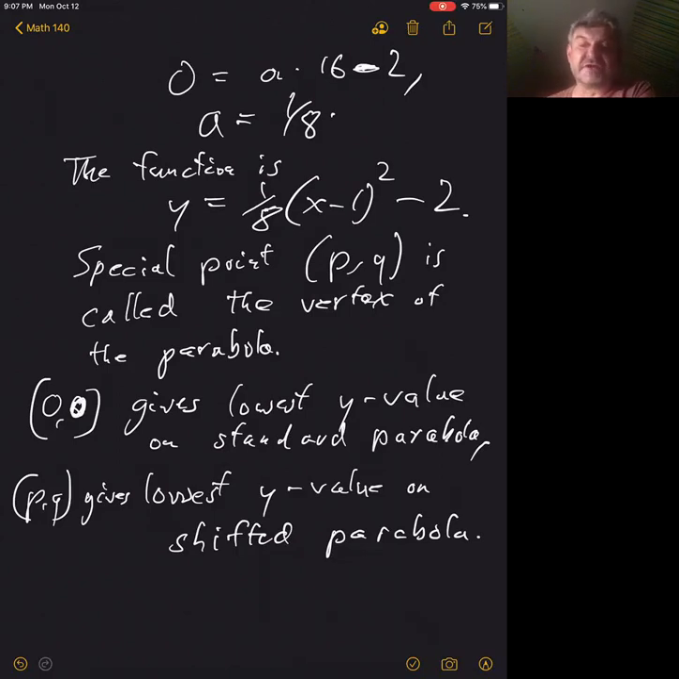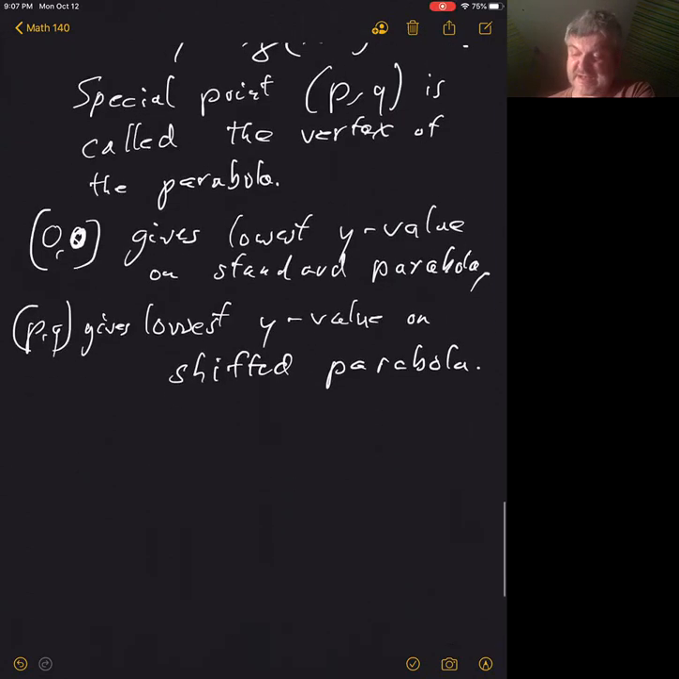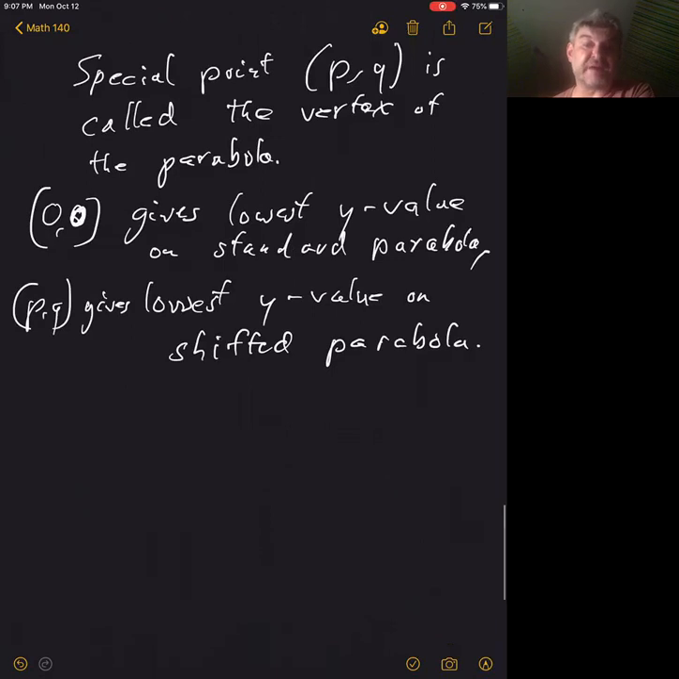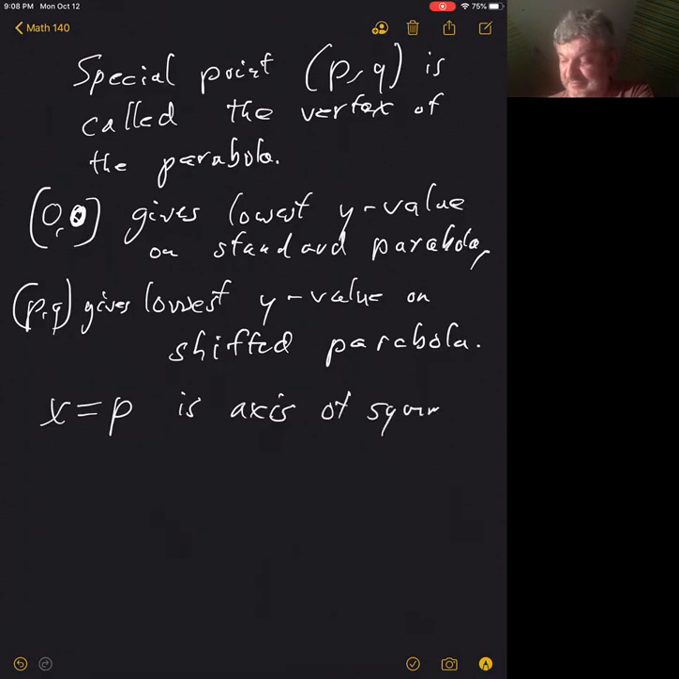Also, the original parabola has an axis of symmetry, that's the y-axis. And when you shift it by p units, you get the vertical line x equal to p. That's an axis of symmetry for the shifted parabola.